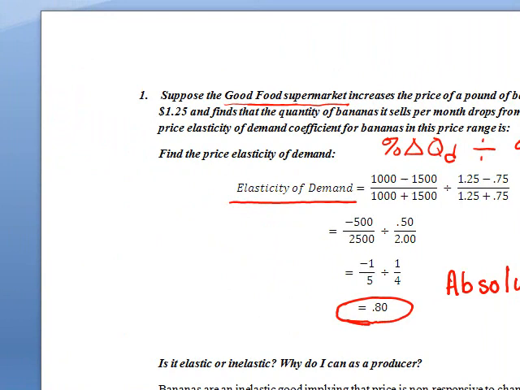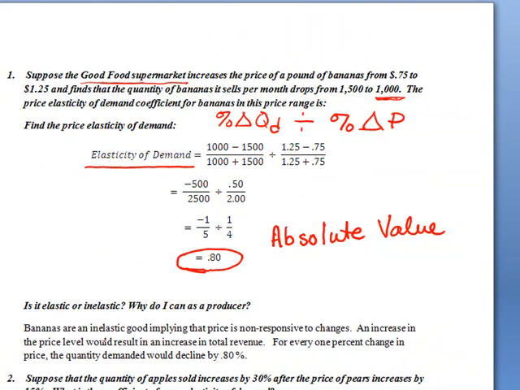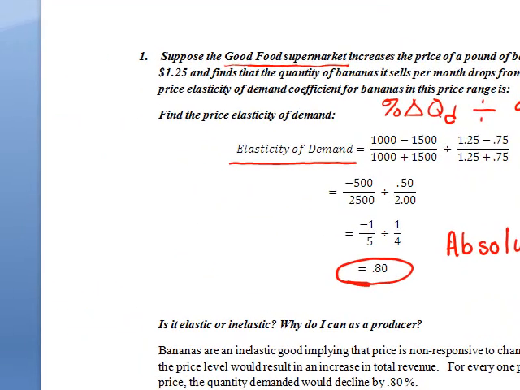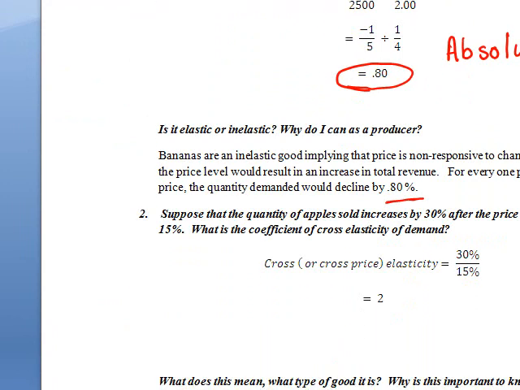So why do I care? Well, you're going to see that this is only 0.8. It's less than 1, and it means they're pretty non-responsive to price changes. So for every 1% change in the price, the quantity demanded of bananas is going to decline by 0.8. So what this tells me is that the supermarket is not really very concerned with the changes in price.